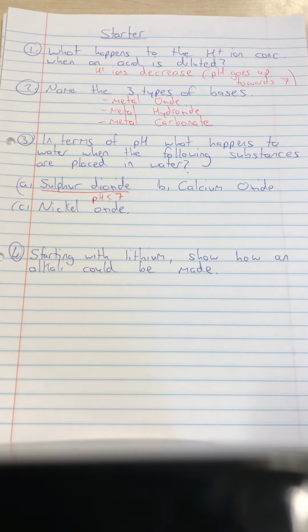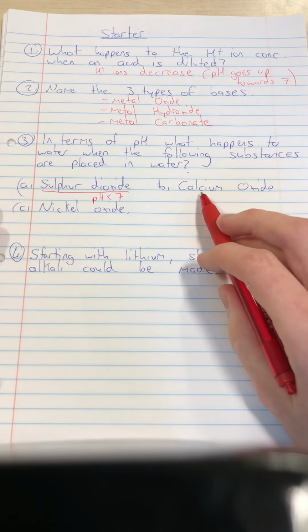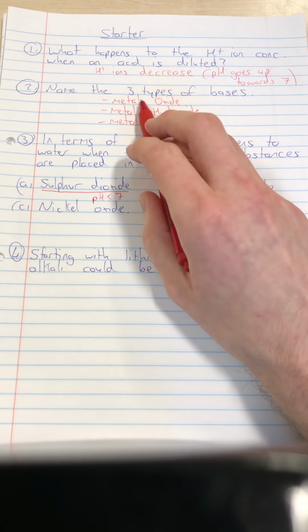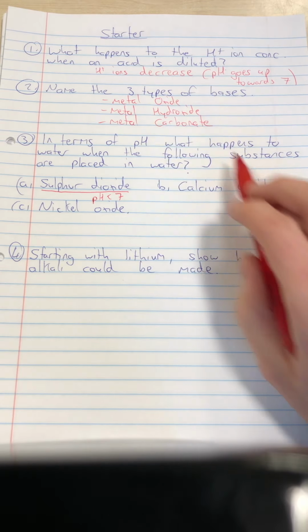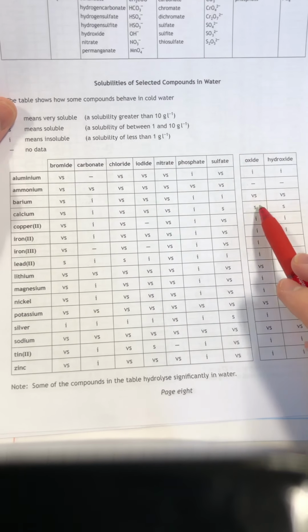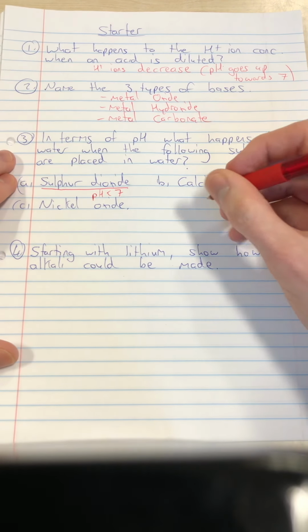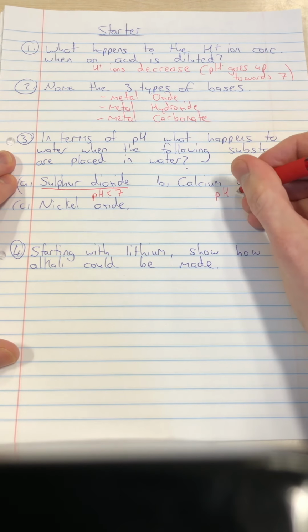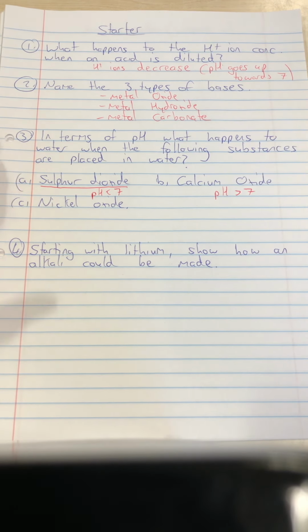Yeah, that, carbon dioxide. Calcium oxide, wee bit different. This is a metal oxide, so it's a base. So we need to use our data booklet for that. If we go to calcium oxide, that's soluble in water. So it will dissolve. That tells us that because it's a metal oxide, the pH is going to be greater than 7. Yeah, it's going to become an alkali.